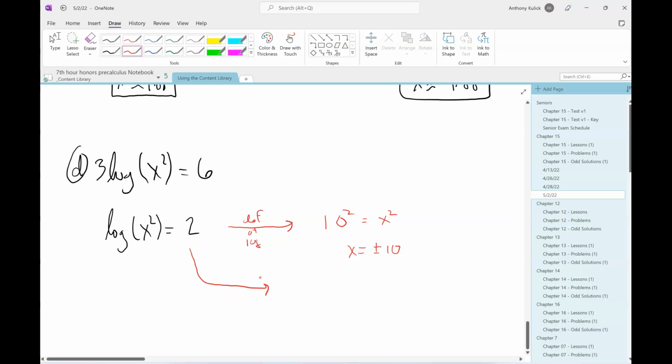I could use the one-to-one property. So how do I rewrite 2 as a log 10 number? Well, it would be log base 10 of 10 to the second, right? And then from there, we could do that, and get the same thing.